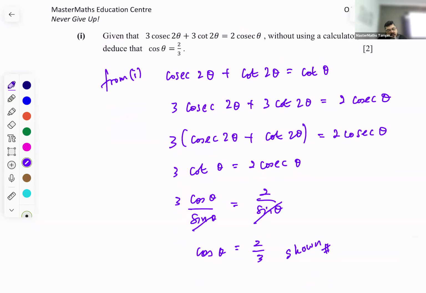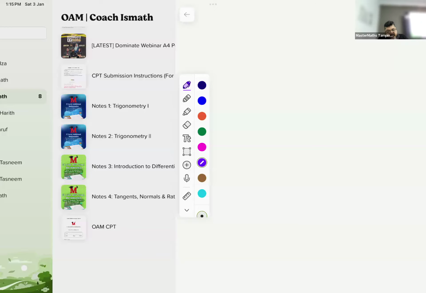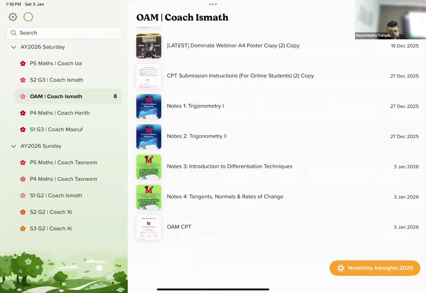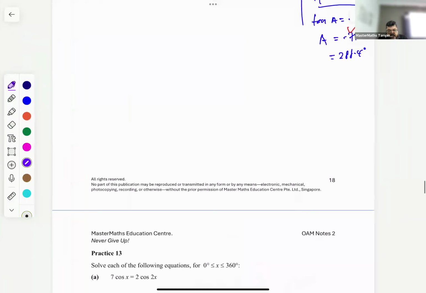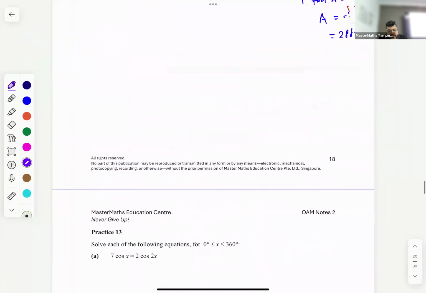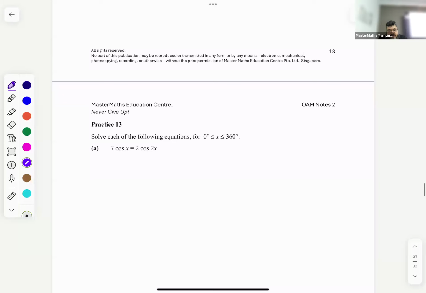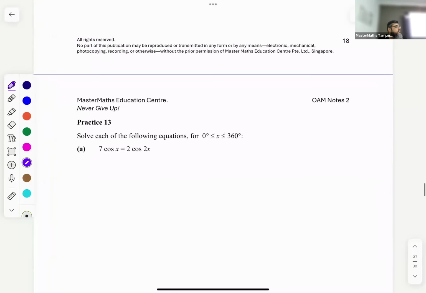Okay, we are done with this. Take a 5 minutes break. Then we'll continue with our trigo. Have we finished our trigo? Not yet. We are still in practice 13, notes 2.